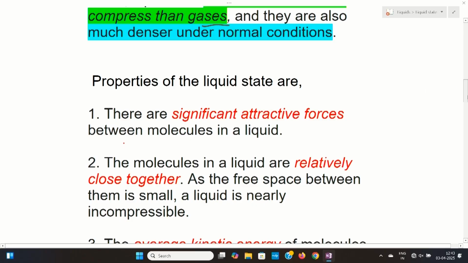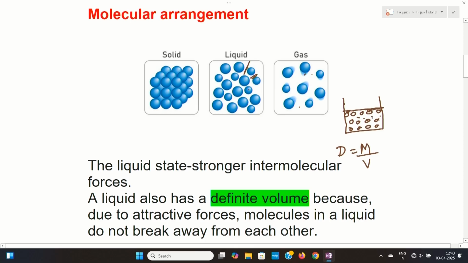Here, as an introduction, we saw that all these properties of liquids are due to the special molecular arrangement. That means the molecules in liquids are arranged like this with little empty space between them, but in the case of solids they are closely packed. In the case of gases the molecules are arranged randomly. This is the special molecular arrangement.